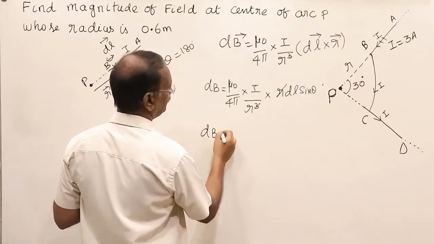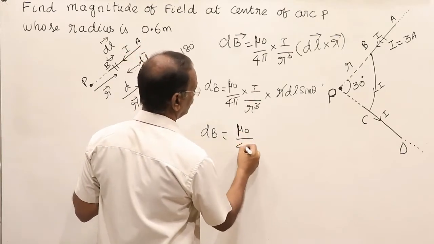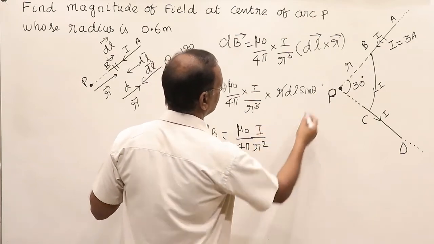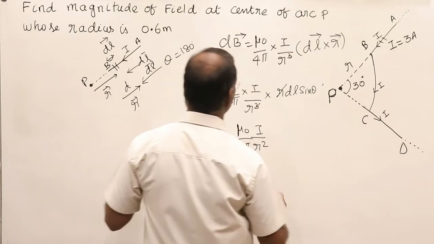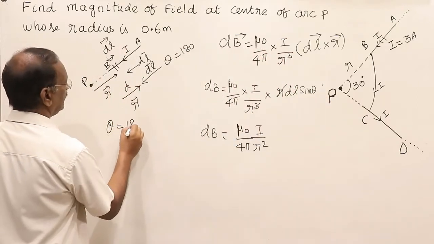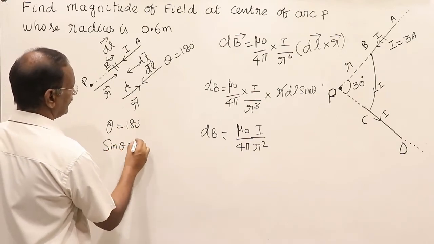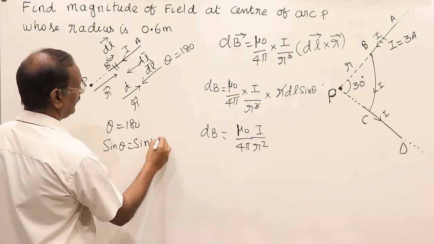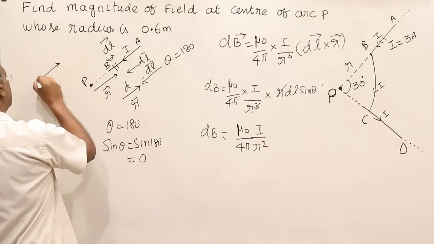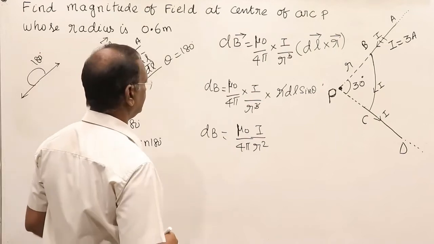So dB is equal to mu naught by 4 pi into I dl sin theta by R square. What is theta? Here theta is equal to 180 degree, the angle between these. So sine of 180 degree is equal to 0, because one direction is this side, another is this side. The angle between them is 180 degree.